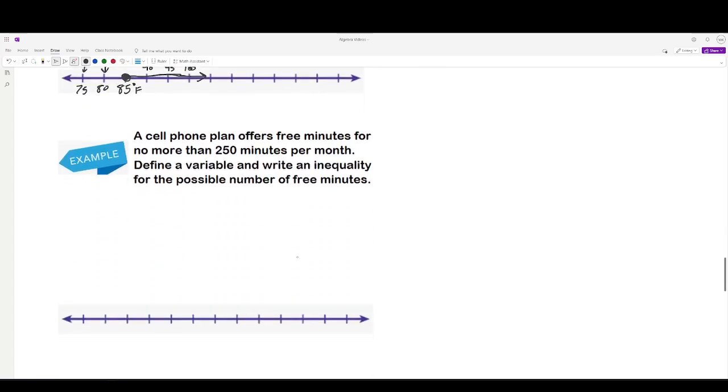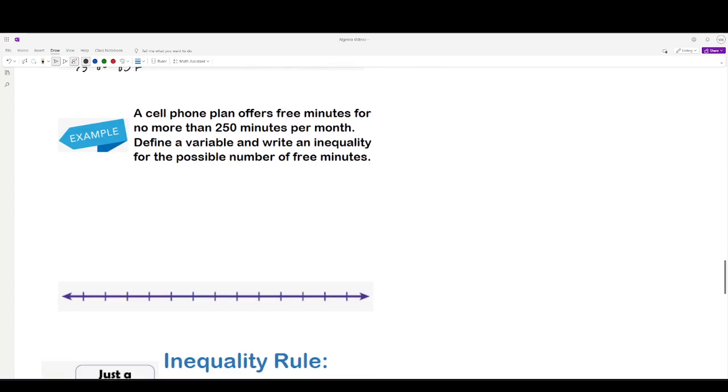but since we're not told what that maximum temperature is, we'll just say it can go up without limit. A cell phone plan offers free minutes for no more than, so that's a key word, no more than 250 minutes per month. So no more than is the opposite of greater. No more than would be less than or equal to. So our limit is 250 minutes per month.